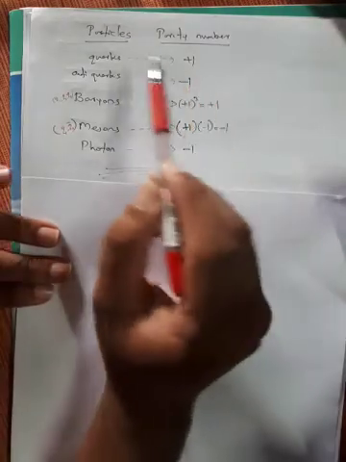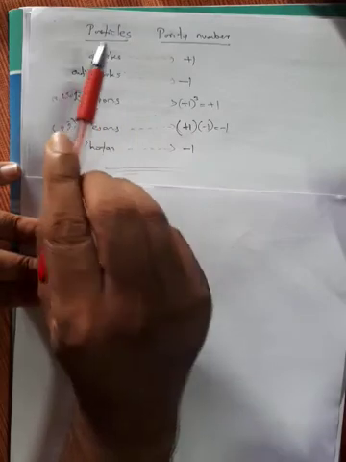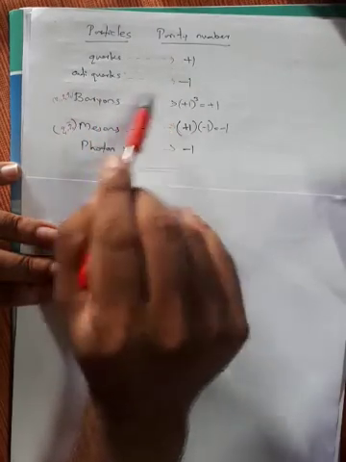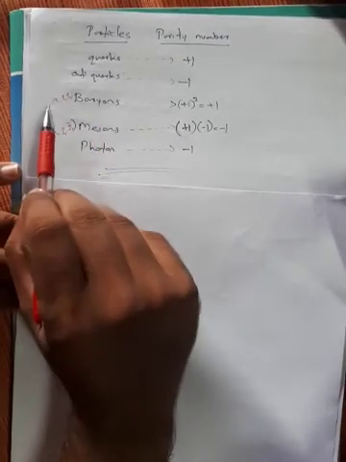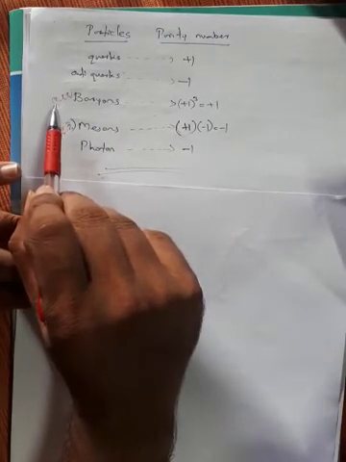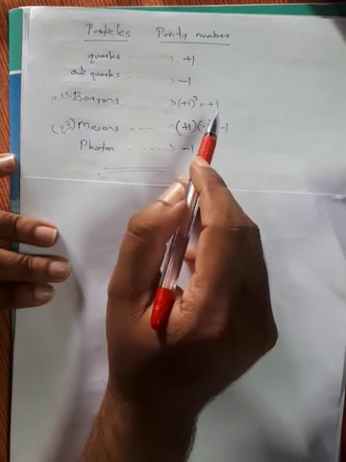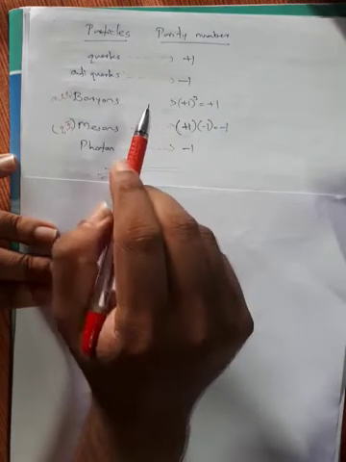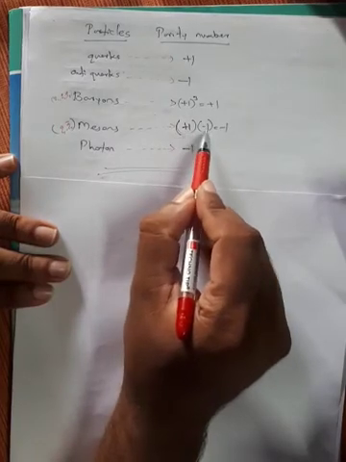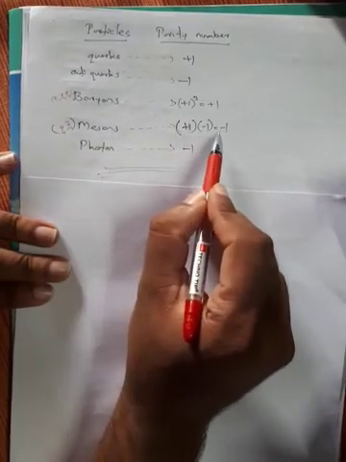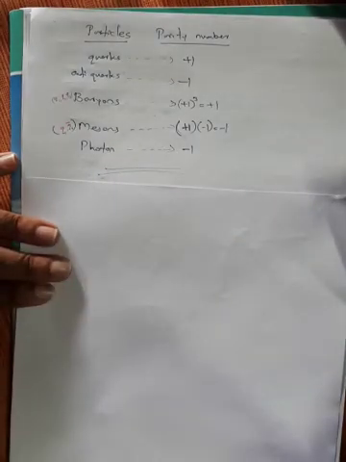Here I am just giving some of the particles and their parity numbers. For the quarks, the parity number is +1, and for the anti-quarks it is -1. Baryons are made up of 3 quarks, so we have +1 whole cube, that is equal to +1. And mesons are made up of quarks and anti-quarks, that is +1 and -1, so for mesons that will be equal to -1. And for the photons, the parity number is -1.